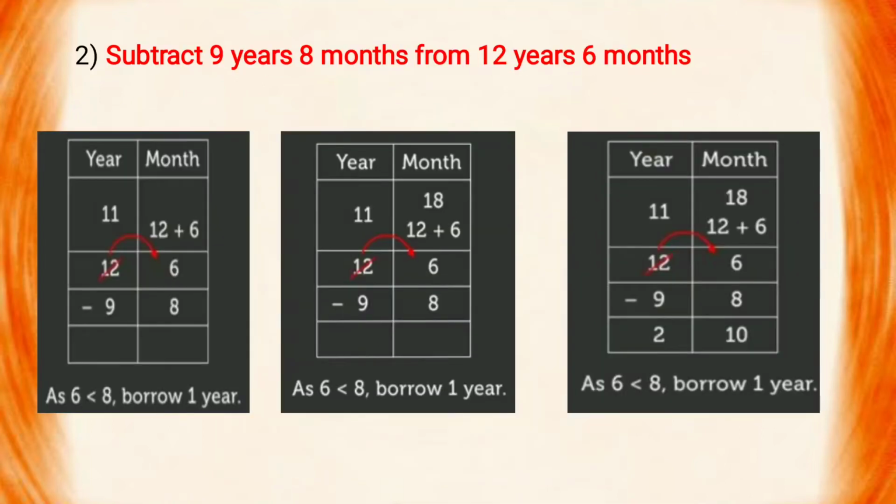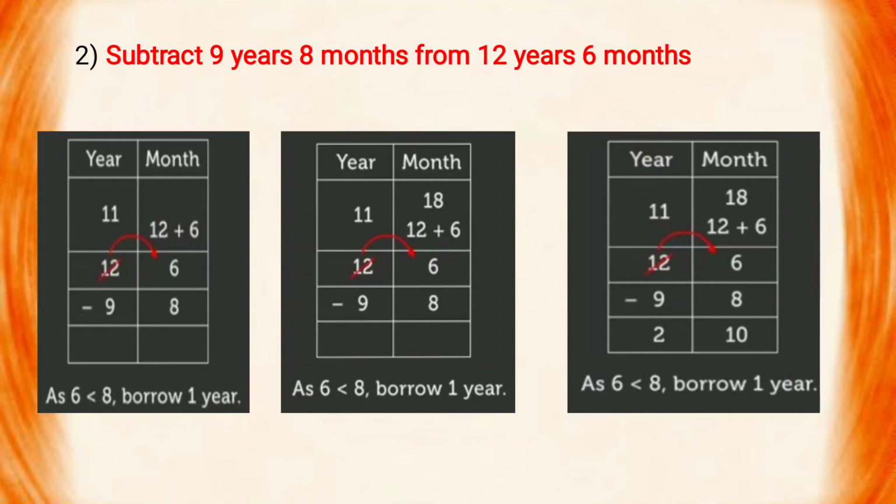The next, subtract 9 years 8 months from 12 years 6 months. You are going to subtract. So just write years and months separately. Write 12 years 6 months minus 9 years 8 months. See the months place. 6 is less than 8. So while 6 is less than 8, borrow 1 year.